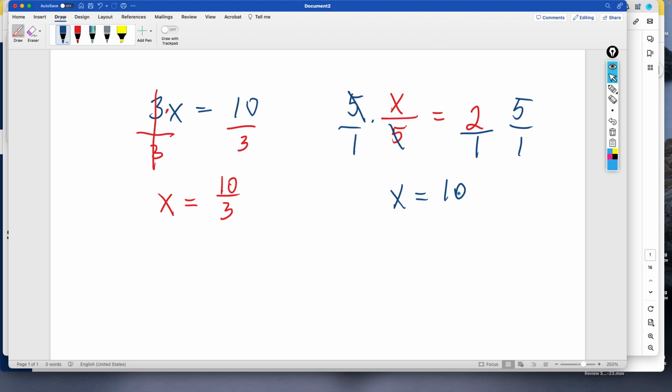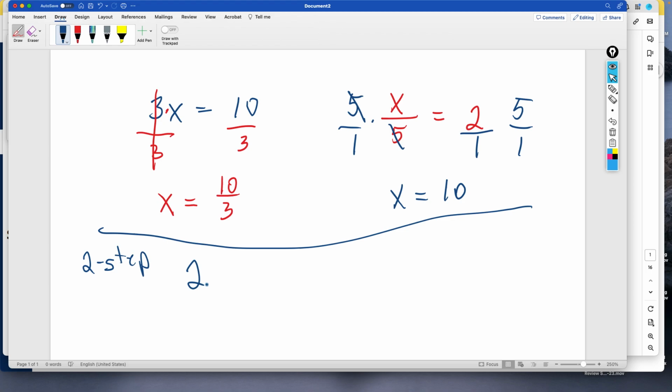Those are all the types of one-step problems that there are. If we've got multiplication, we divide. If we've got division, we multiply. Subtraction, we add. Addition, we subtract. So then we've got the two-step. And so that means there's going to be two steps. And we'll go back maybe to this one we started with.